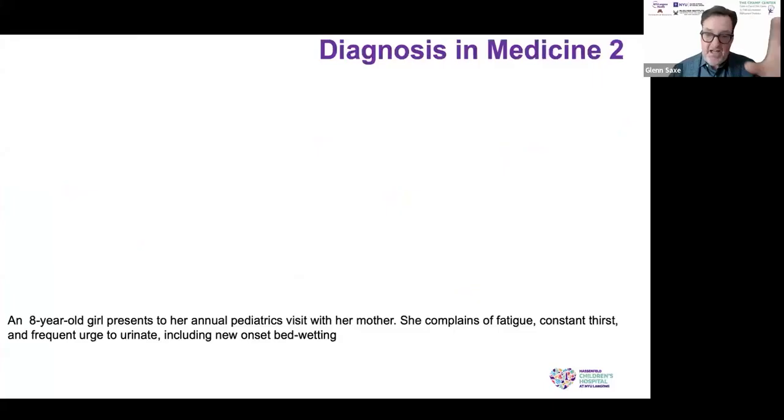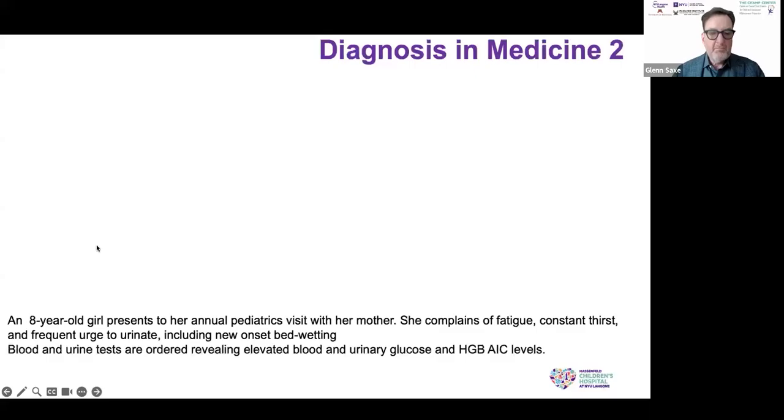And here's another case just to make the point. An 8-year-old girl goes to her pediatrician. She complains of fatigue. She complains of thirst and frequent urination, including bedwetting that just started. Blood and urinary tests show elevated glucose, and a blood test for high glucose, and a diagnosis of insulin-dependent diabetes mellitus is made.